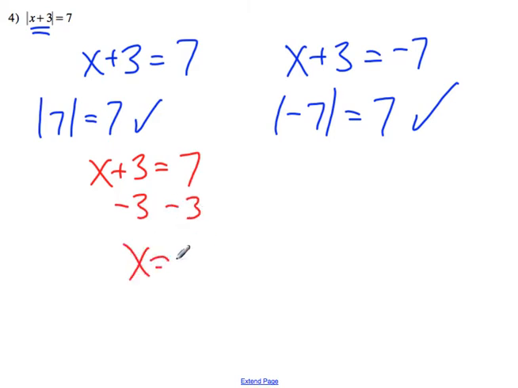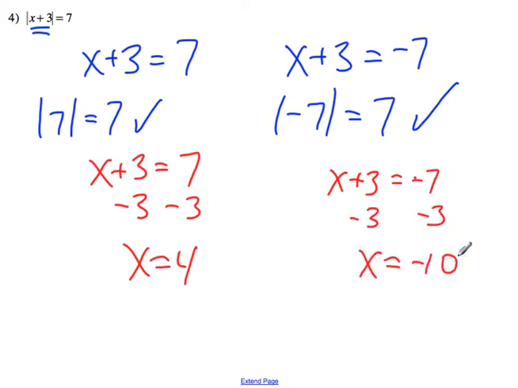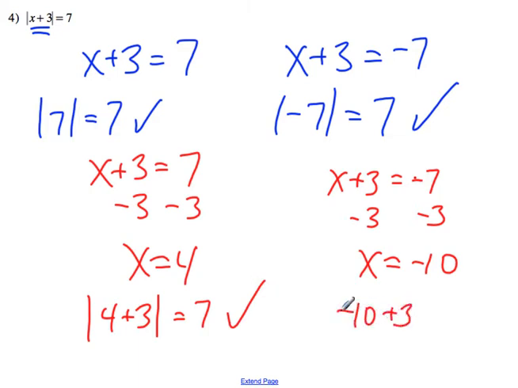So one answer is x equals 4, and then for the second equation, minus 3, you get x equals negative 10. And you'll see that both of them work because 4 plus 3 in absolute value is 7, and negative 10 plus 3, that's negative 7, but in absolute value that becomes 7, so that also works. So that's how you solve absolute value.